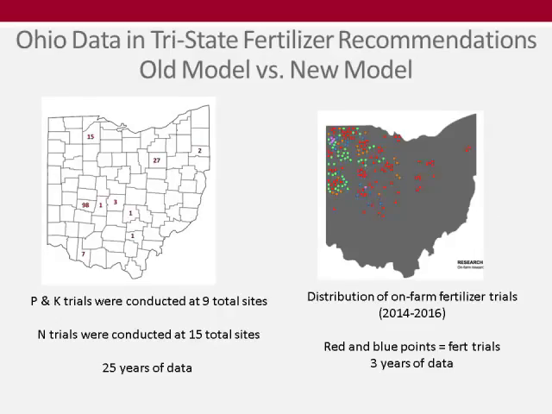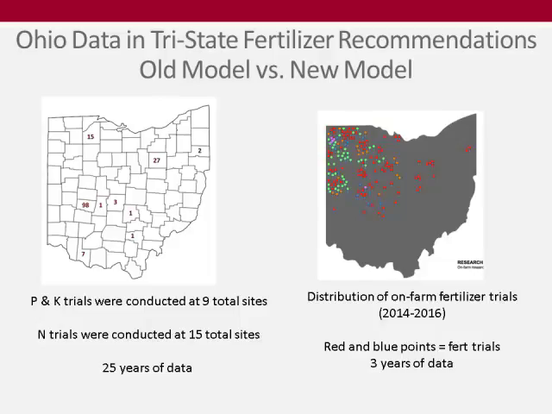So, kind of old model versus new model. How things were done before, the old Tri-States, versus new. We went back and looked at the data that went into the Tri-State recommendations. We scrubbed the annual fertilizer reports that were put out by my predecessor's predecessor, Jay Johnson. And we found that for P and K, there were only 9 sites in the state that went into those phosphorus and potassium trials.